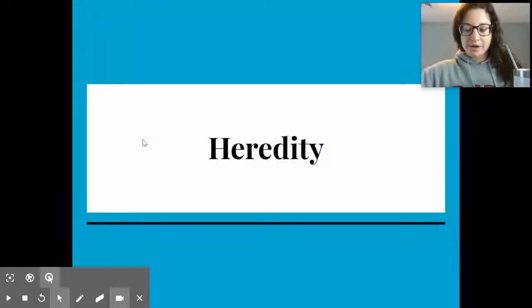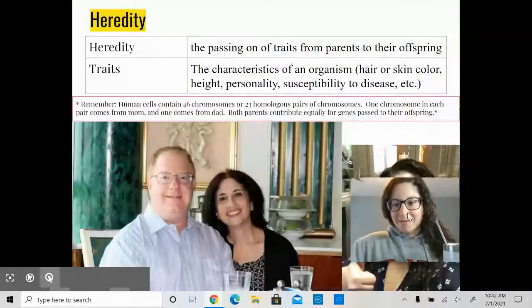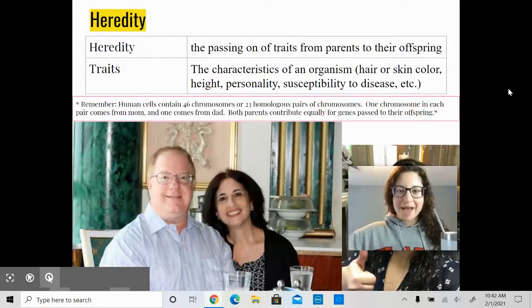All right, so let's talk about heredity. This is basically, it says it right here. Now I can put my face over my own face. This is the passing on of traits from parents to their offspring.